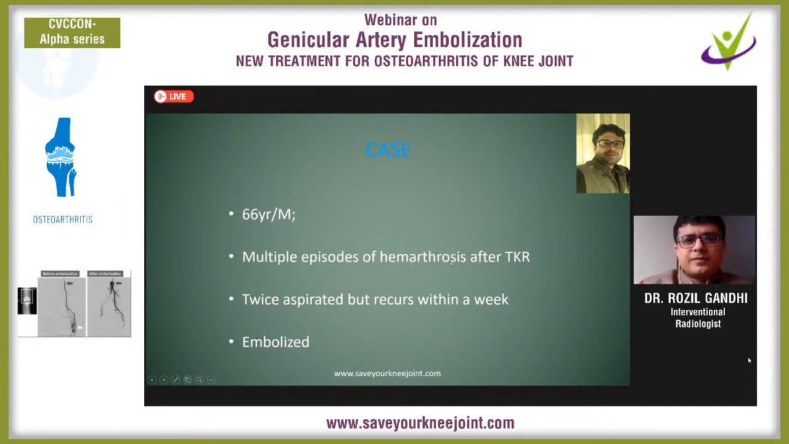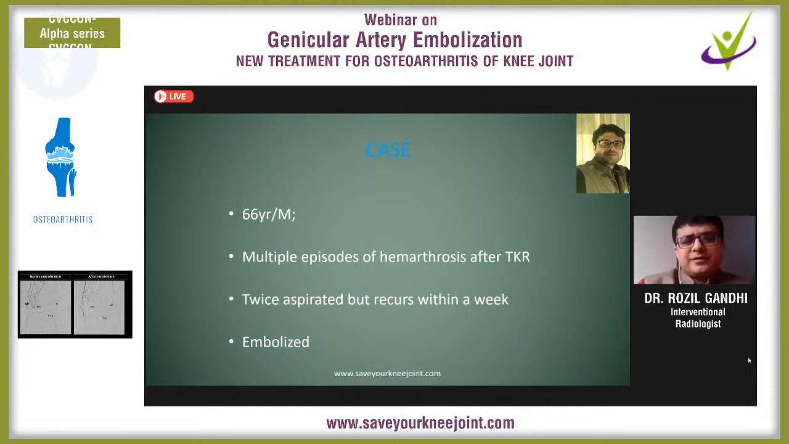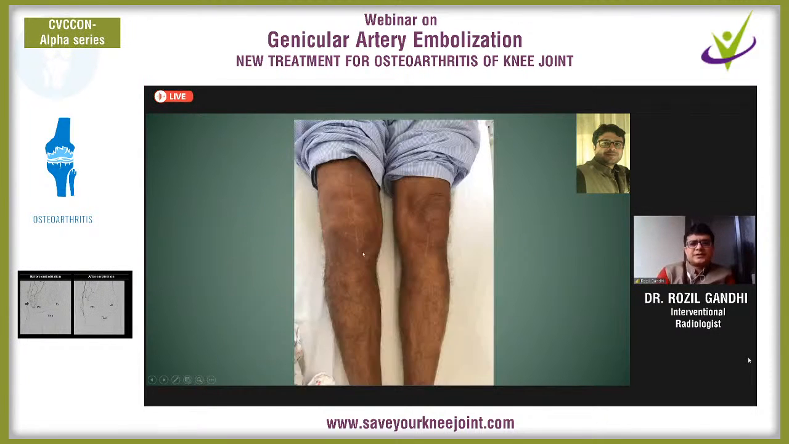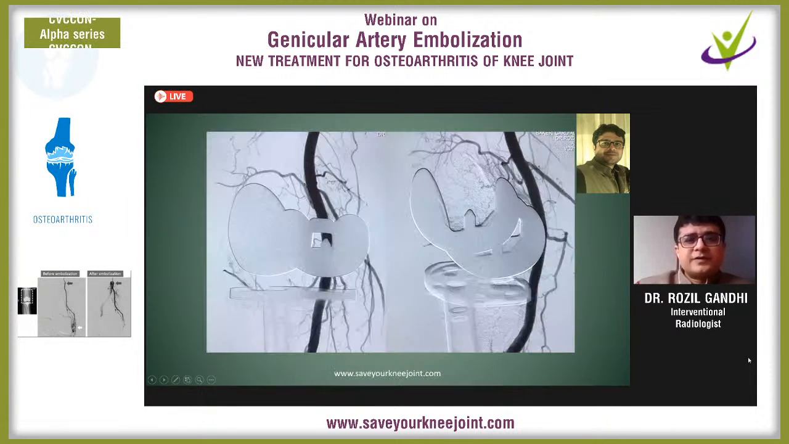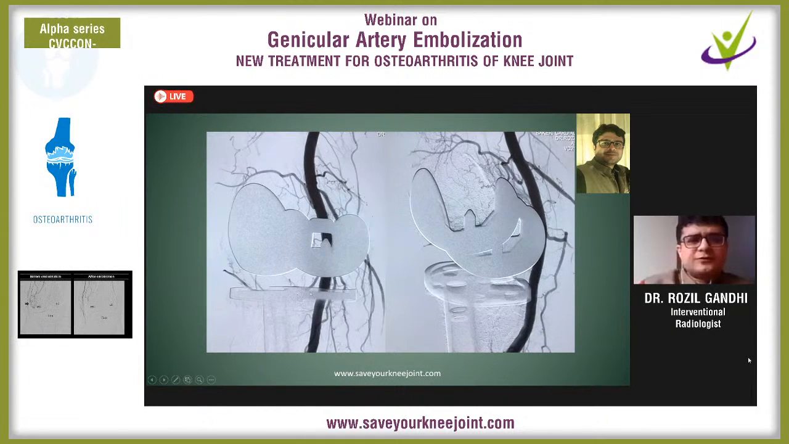Multiple episodes of hemarthrosis after TKR in a 66-year-old male, twice aspirated but recurred within a week. This is the clinical picture. You can see the right knee joint is swollen. This is the angiographic picture. This is the descending genicular. This is the superior medial genicular.